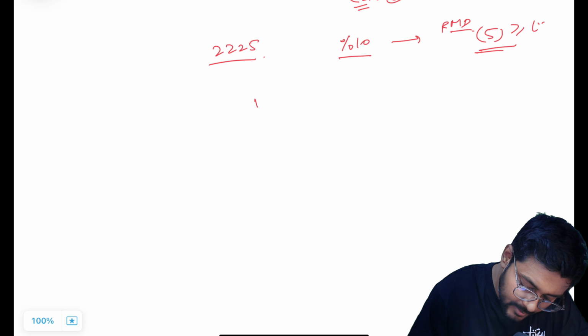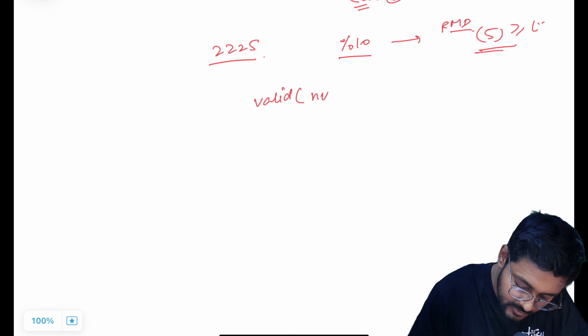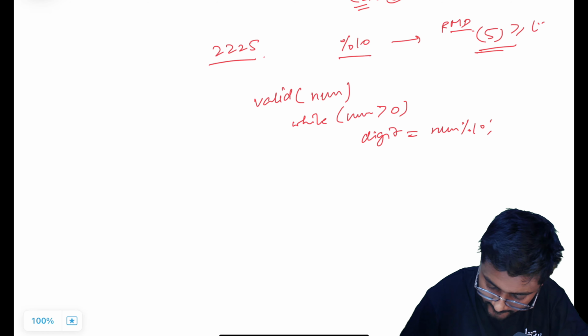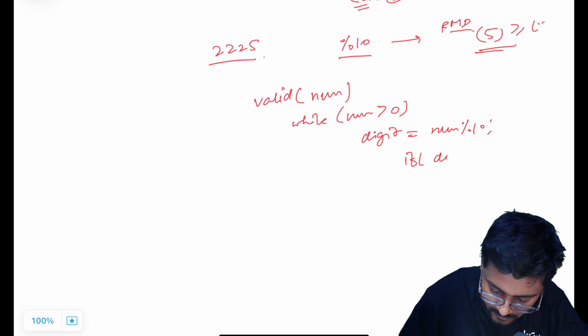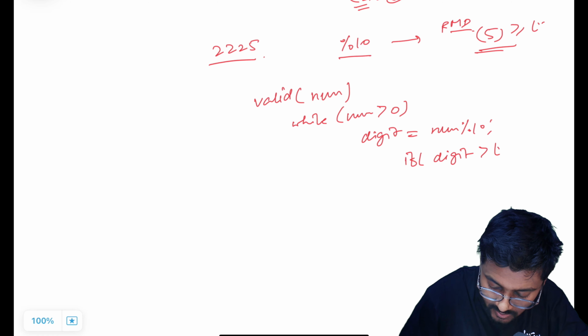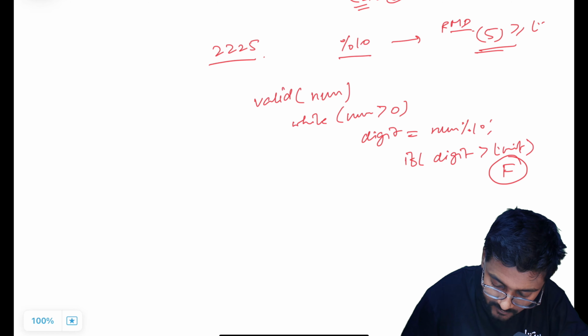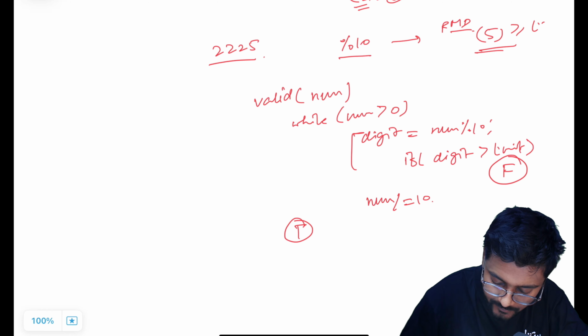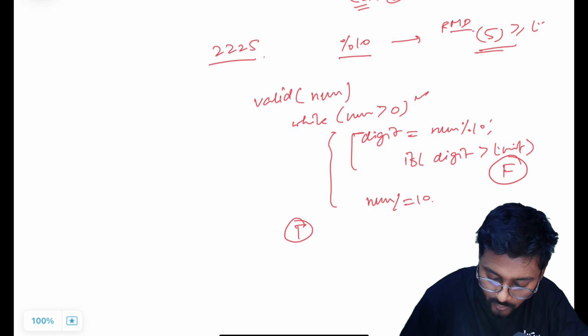So let me directly write the valid function. Valid num, and while num is greater than 0, just get the digit equal to num modulo 10, and then you just check if the digit is crossing the limit. If the digit is crossing the limit, directly return false. Otherwise, if we are not able to cross the limit, it will return true. And after the digit check, just reduce the value of num as well. Otherwise we'll fall into an infinite loop.